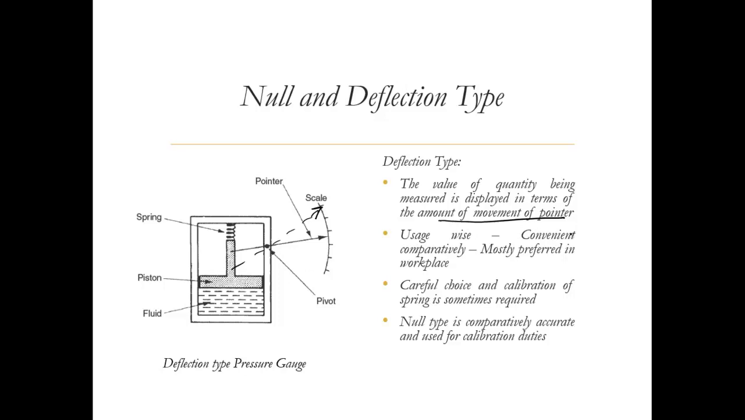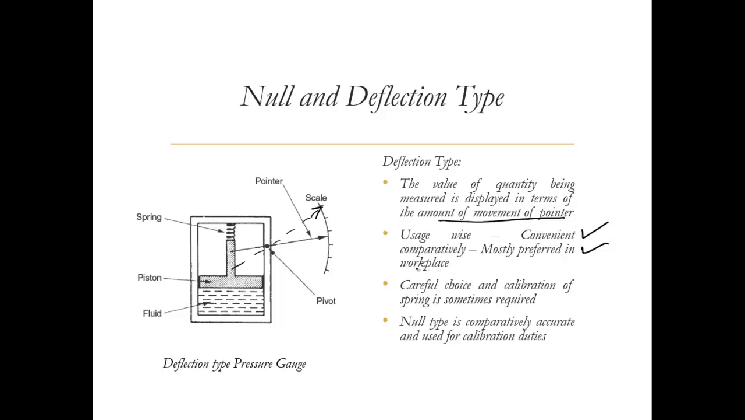So usage wise, this is more convenient compared to the null type of instruments, and hence it's mostly preferred in the workplaces. But you must understand that careful choice and calibration of the spring is sometimes required. The spring may sometimes lose its properties. The spring may have some fatigue and other effects, hysteresis effects. So we may have to calibrate the spring back, or we may have to make a careful choice about the spring while we design this instrument.